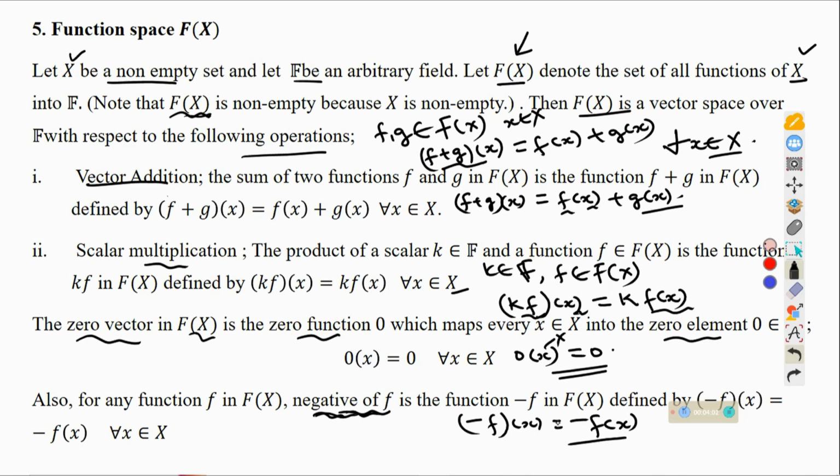So having defined vector addition and scalar multiplication on this set here, which is F of X, we can easily prove all the remaining axioms and show that F of X is a vector space.